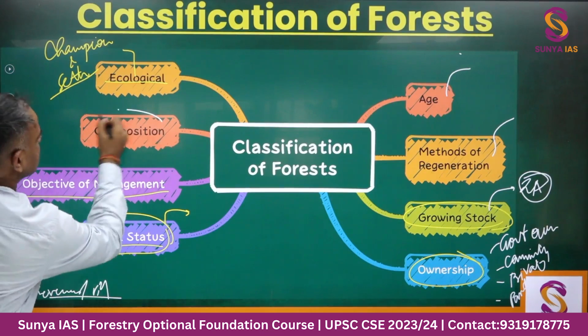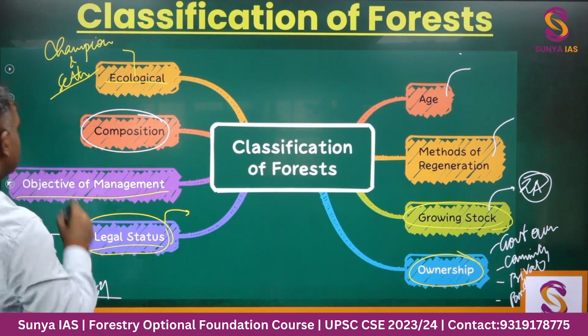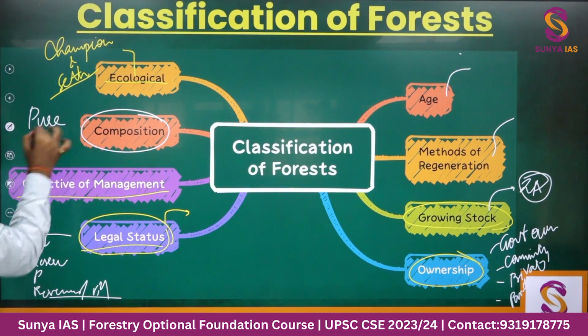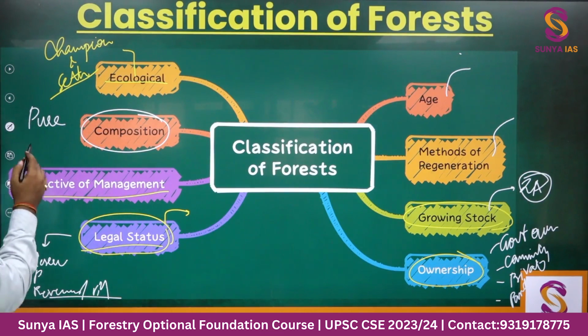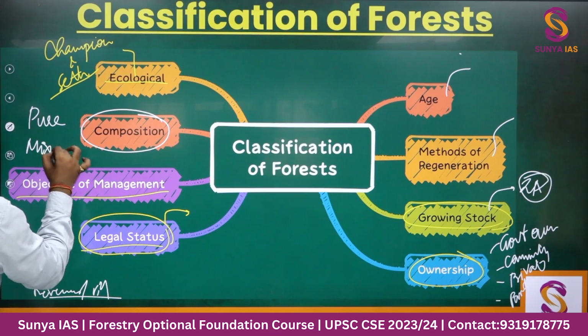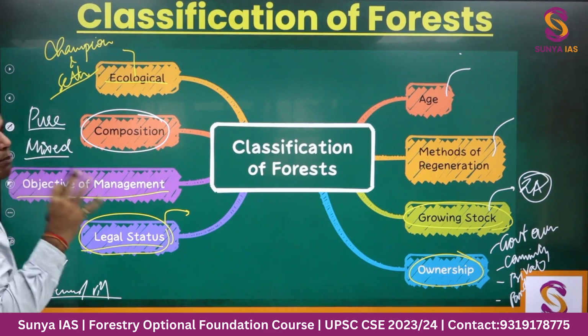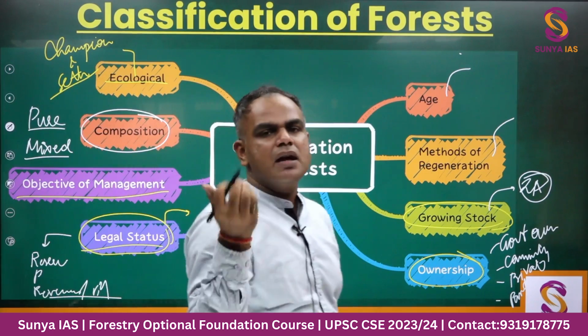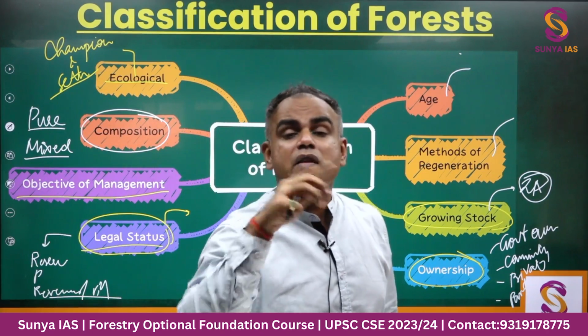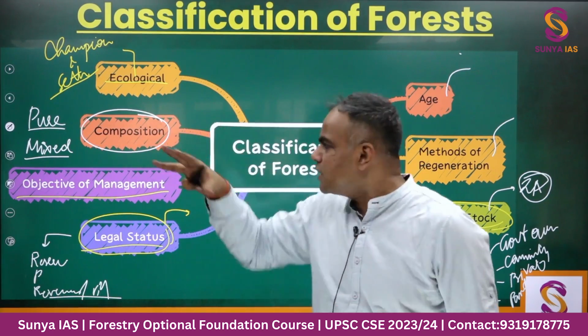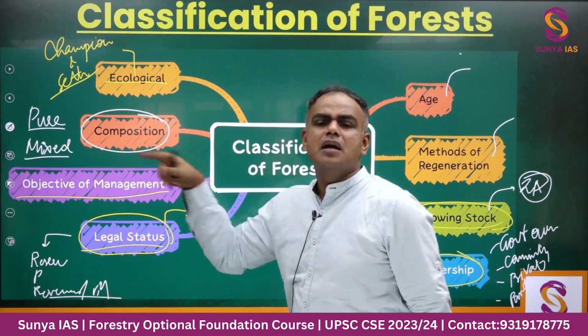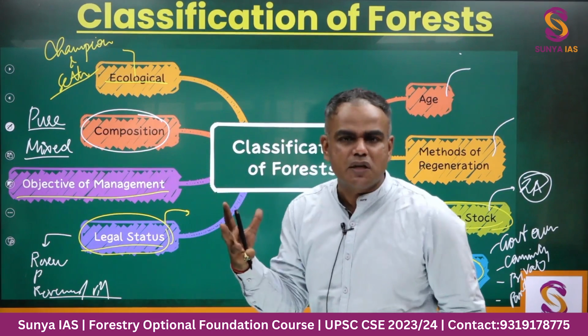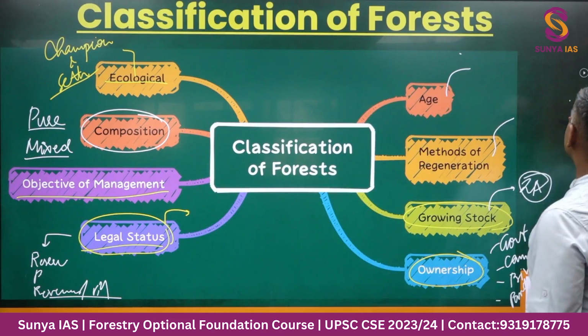One thing also is composition. Just write down pure forests, and the second is mixed forest. Again, it is clear from the name itself. Pure forest is usually defined as having one species, more than 80% in the whole area. That is pure forest. Mixed is where you have a mixture of species. Fine. And again, you can think of this diagram.